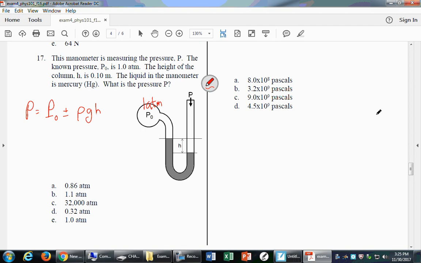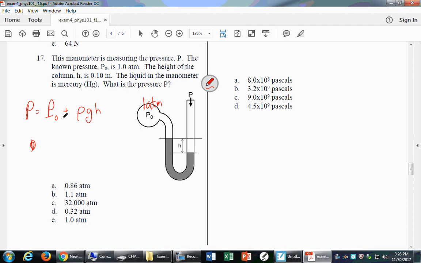And so now I need to figure out, well, is it plus or minus? Is P bigger or smaller than P naught? What do y'all think? It's bigger, because it's pushing down more on this side and forcing the liquid up on this side. So P is bigger than P naught, so I'm going to use plus. P is equal to P naught plus rho GH.